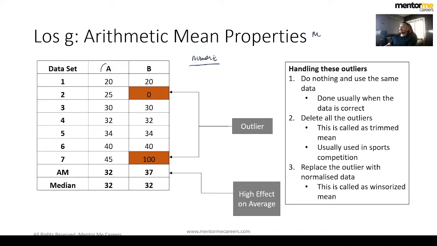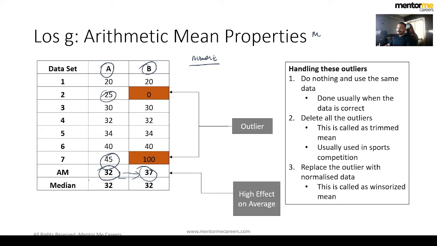So if you see this data set A and this data set B, you can see that most of the data is the same. I mean, everything is the same actually, except this data point and this data point, in which you will see that data set B is erratic sometimes. You can call these outliers. Now if you look at the arithmetic mean, it comes up to be 32 in case of data set A. But look at the fluctuation when some outlier happens, right?